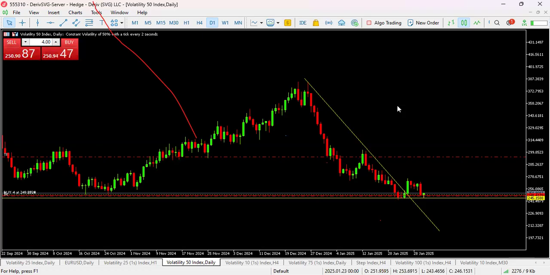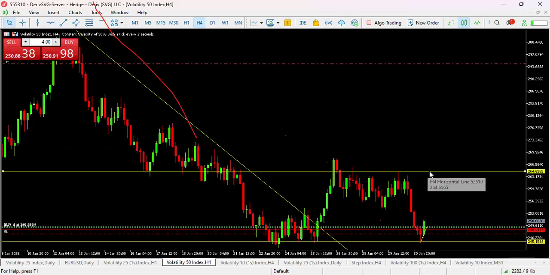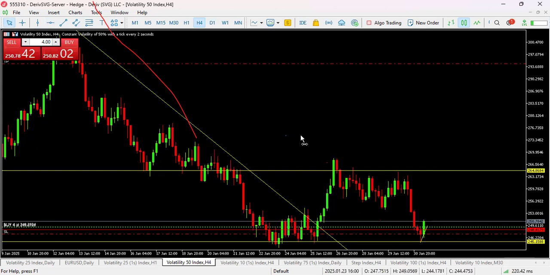Okay, so I'm sure you have learned how to draw support and resistance. Again, what is support and resistance? Support and resistance are places where price has touched and bounced back. Here is the resistance. Here is the resistance. Here is the resistance. Here is the resistance. All right?